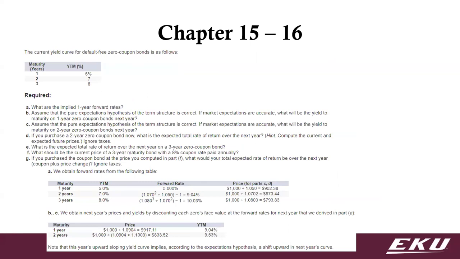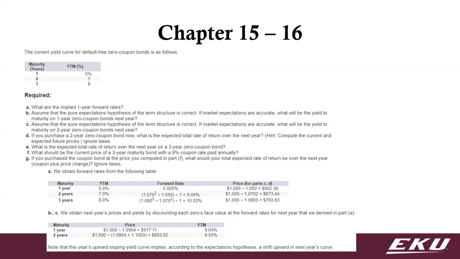Okay, so 16 I had to split over a couple of slides because there are so many different sections. But they give us this yield curve. 1 year is at 5%, 2 years is at 7%, 3 years is at 8%. So it's a normal yield curve, upward sloping. And so based on that, we can get what the implied rates are over the 1 year, and then the forward rate from year 2, or at the end of year 1, what the 2 year bond would be at that forward rate, and then the 3 year what it would be.